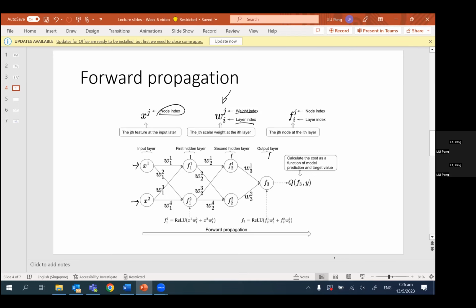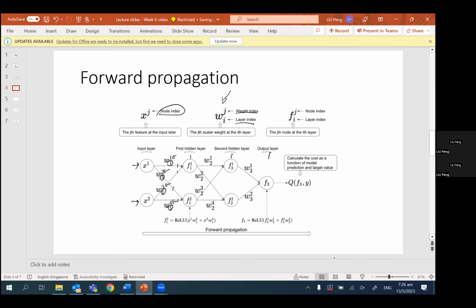So for example, in layer 1, we have layer 1 features here, and we have 4 connections, right? So 1, 2, 3, 4. Then we have 4 weights. So these are denoted by 1, 2, 3, 4. So these are the indexes for the weights, right?